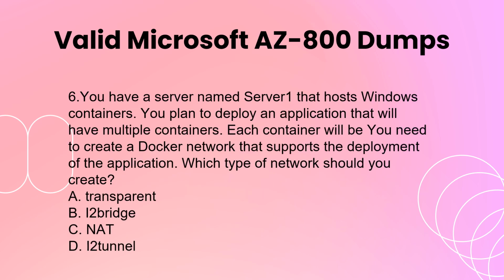6. You have a server named Server1 that hosts Windows containers. You plan to deploy an application that will have multiple containers. You need to create a Docker network that supports the deployment of the application. Which type of network should you create? A. Transparent. B. L2 bridge. C. NAT. D. L2 tunnel.